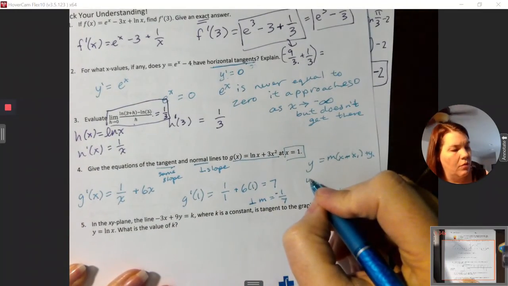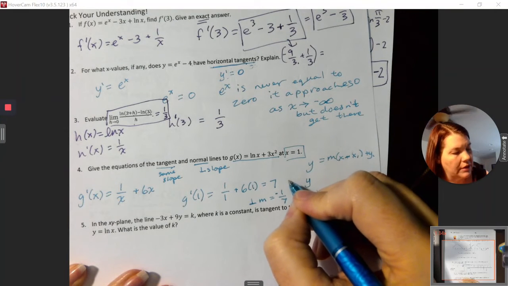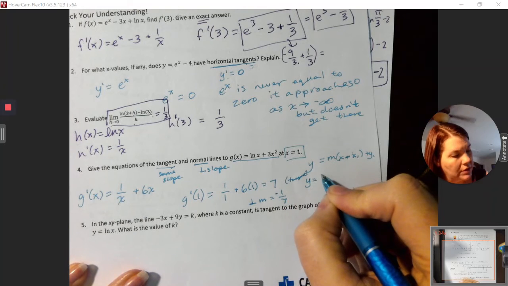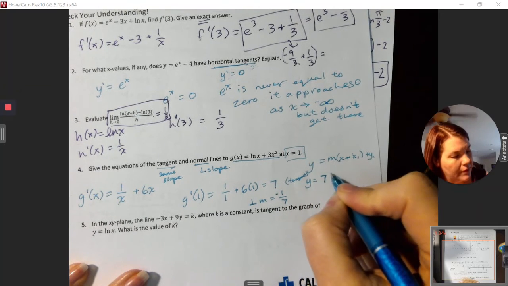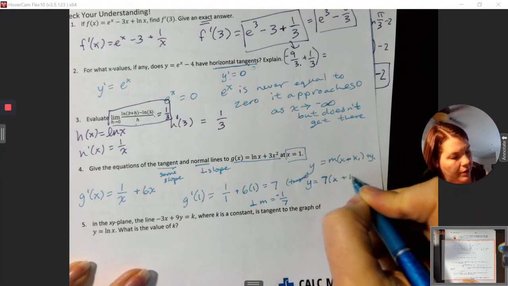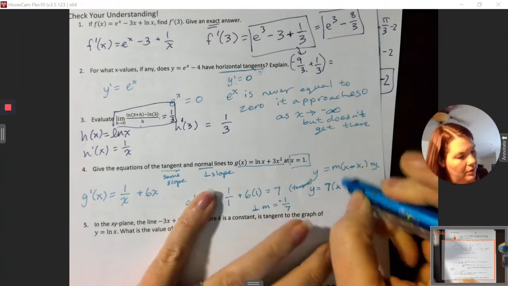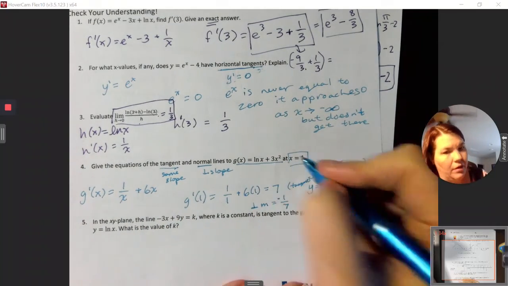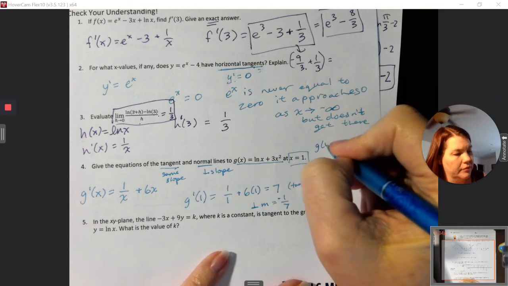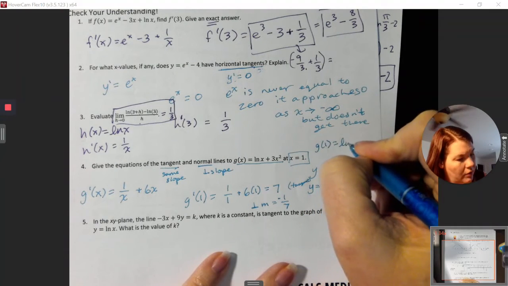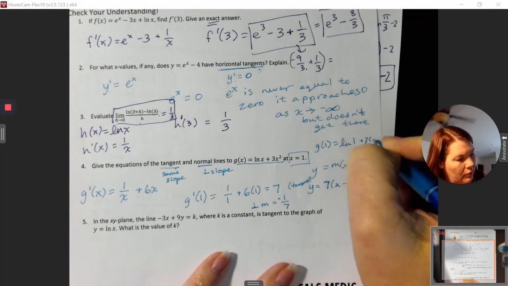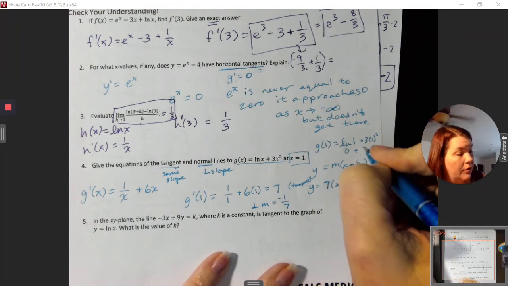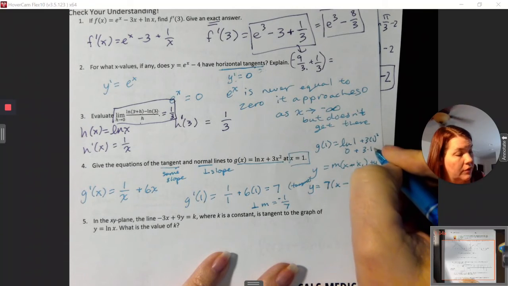So let's do tangent first. y equals 7 times (x minus 1). Wait, that should be minus 1. And then y. So I need to figure out what y is. Oh, I need to find g of 1. ln 1 plus 3 times 1 squared. Natural log of 1 is 0. 3 times 1 squared is 3.